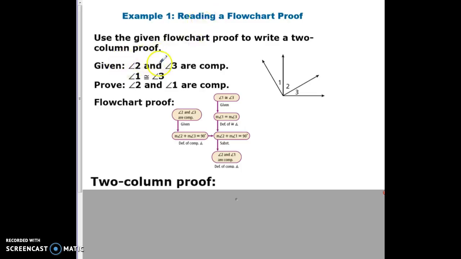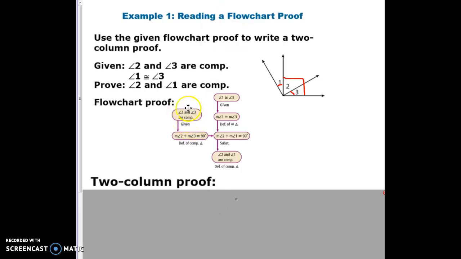Okay. Given angles 2 and 3 are complementary, angle 1 is congruent to 3. So let's just label this right now. Let's just put this on here, and I'll use bright colors. Angle 1 and 3 are congruent, and angles 2 and 3 are complementary, which means these two angles here add up to 90, right? So those are complementary. It says use the given flowchart proof to write a two-column proof.